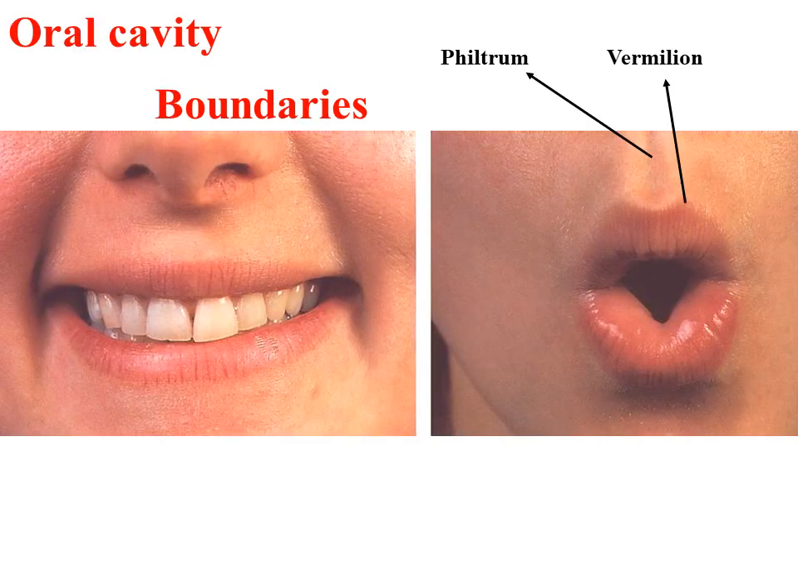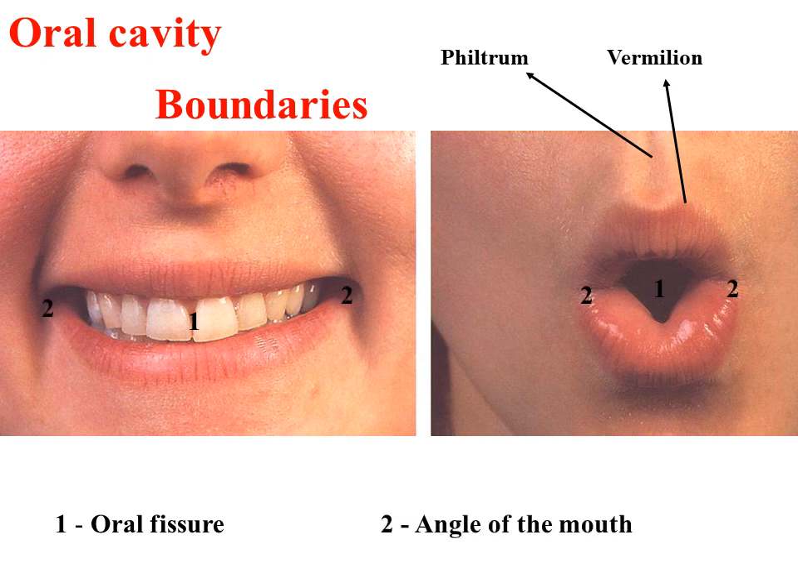Oral cavity. Firstly, we have the oral fissure, as you see here number 1, and we have the angle of the mouth, and the philtrum, as you can see.